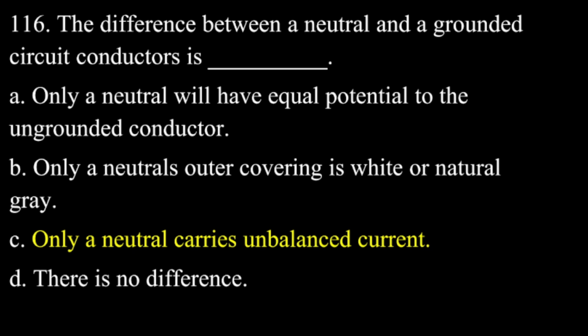The difference between a neutral and a grounded circuit conductor is blank. A. Only a neutral will have equal potential to the ungrounded conductor. B. Only a neutral's outer covering is white or natural gray. C. Only a neutral carries unbalanced current. D. There is no difference.